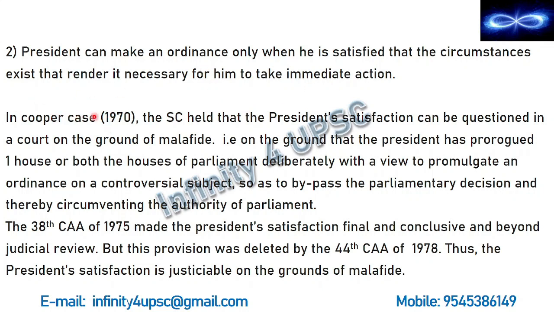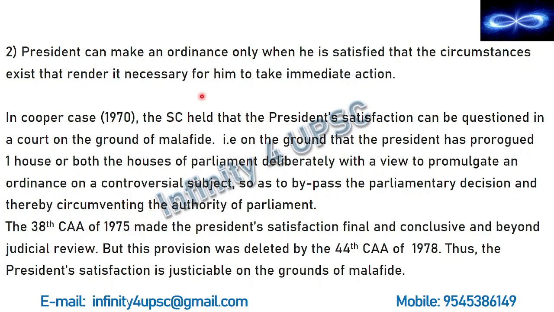Now remember this case as well, because in prelims they ask you such kinds of questions. Cooper case, this case is related to which of the following? And you will have ordinance as one of the options and that is your correct answer. That is what you are supposed to tick. So Cooper case 1970, ordinance. Remember this much. Then the 38th Constitutional Amendment Act of 1975. This was 1970, this is 1975.